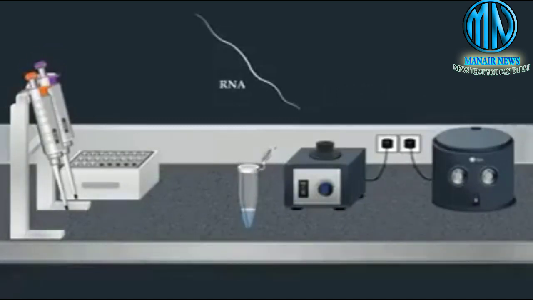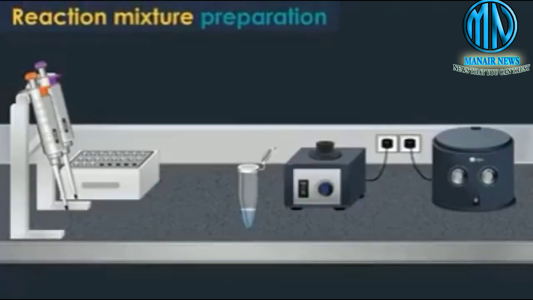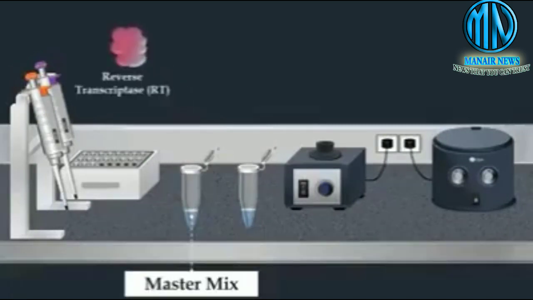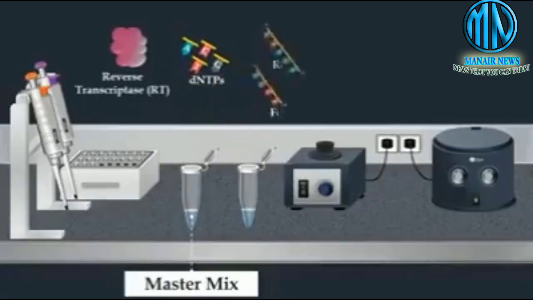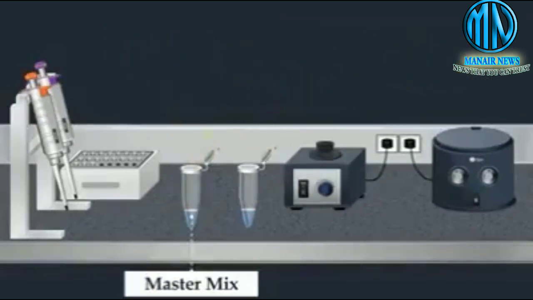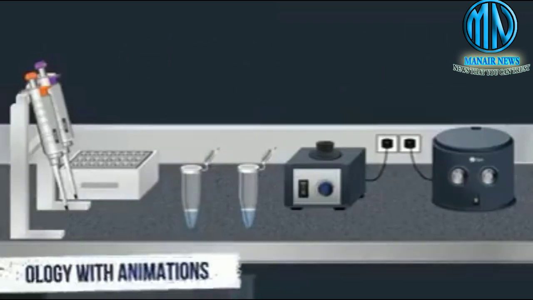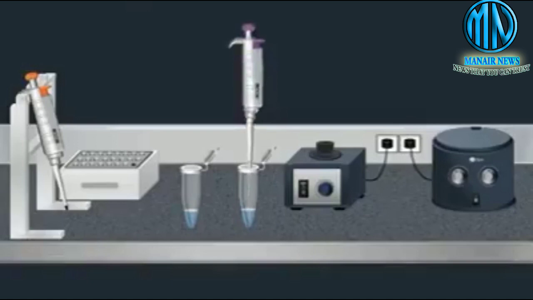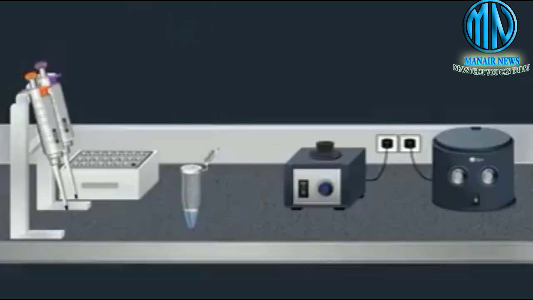After the extraction of the viral RNA, the next step is the preparation of the reaction mixture for PCR amplification. In this step, a master mix is used, which is a pre-mixed concentrated solution that consists of buffer, reverse transcriptase enzyme, nucleotides, forward primer, reverse primer, TaqMan probe, and DNA polymerase. Finally, to complete this reaction mixture, the RNA template is added. The tube is mixed by pulse vortexing.